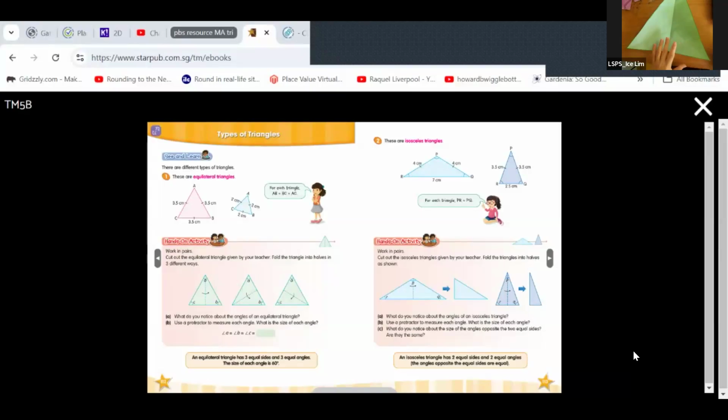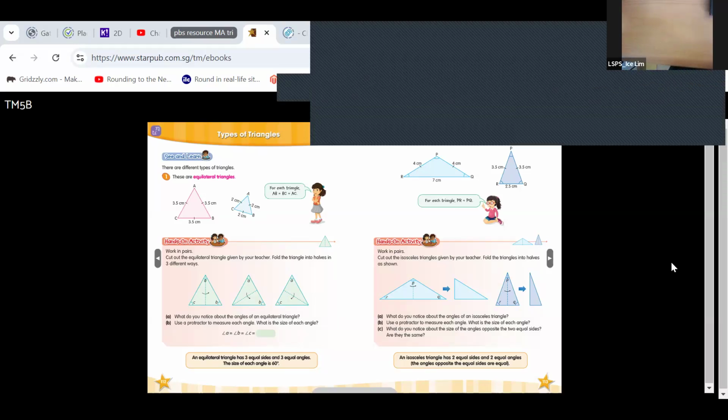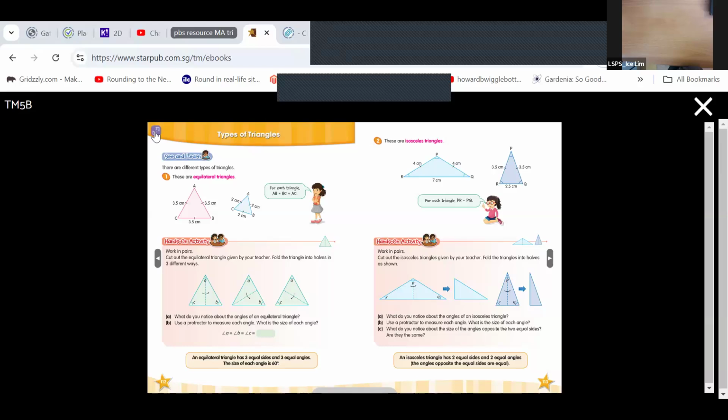Okay, right now we are going to move on to the key lesson objective of today, that is drawing triangles. Let's take a look at the textbook pages of current science in storage.